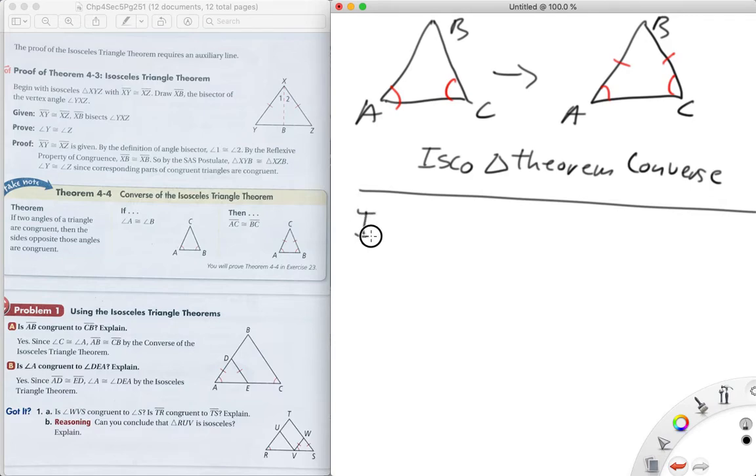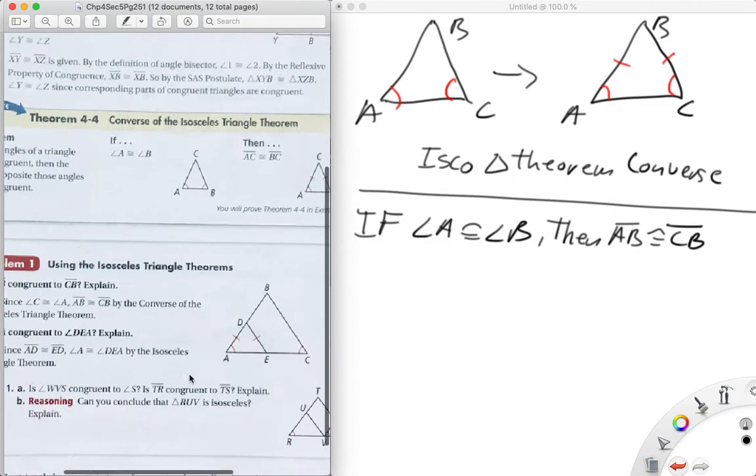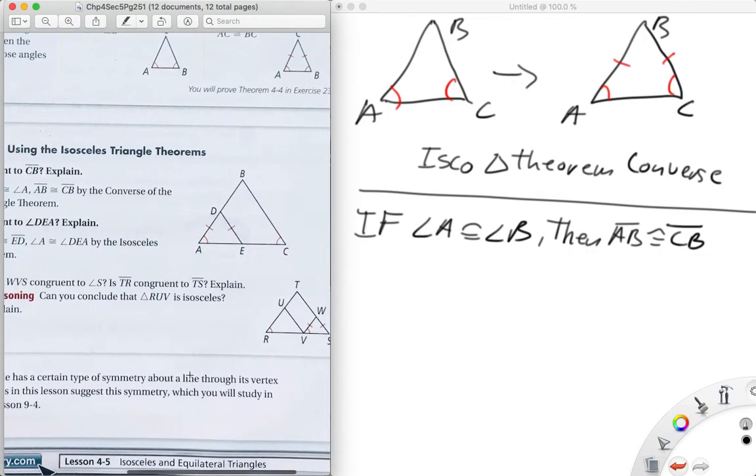It says that if angle A is congruent to angle B, then AB is congruent to CB. That was set up a little differently, but oh well. If two angles of a triangle are congruent, then the sides opposite those angles are congruent. We can use these quite a bit in algebraic situations.